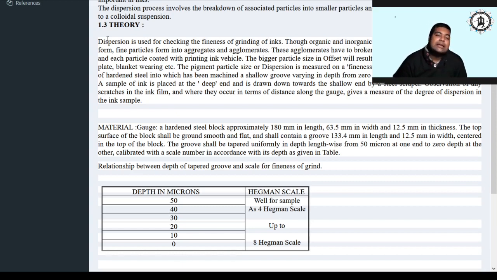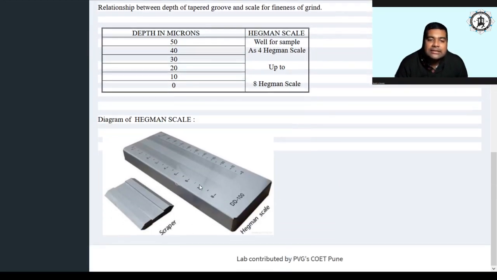So, what is the material in our lab? We don't have the NPIRI gauge. We have the Hegman gauge. These are different types of gauges that people use. We have the Hegman gauge, similar to the example shown here. This is the example of a Hegman gauge.